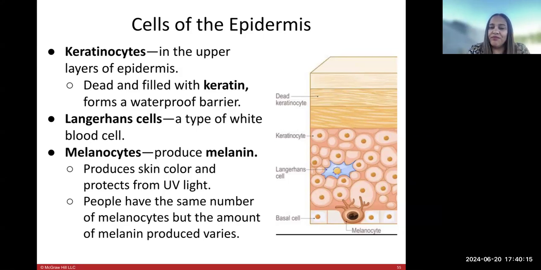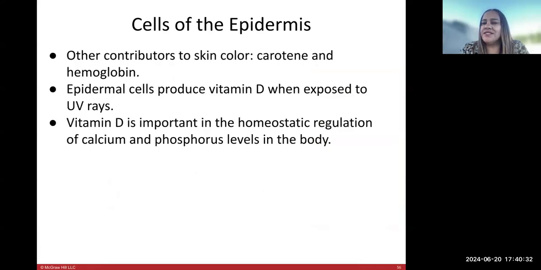People actually have the same number of melanocytes, but the amount of melanin that those melanocytes actually produce varies from person to person. So obviously, the more melanin that your melanocytes produce, the darker skin you have. Other contributors to skin color are keratin and hemoglobin. Epidermal cells produce vitamin D when exposed to UV rays. Vitamin D is important in the homeostatic regulation of calcium and phosphorus levels in the body.